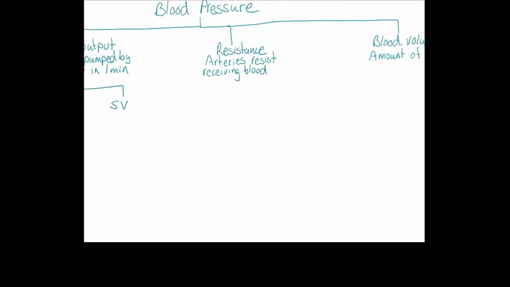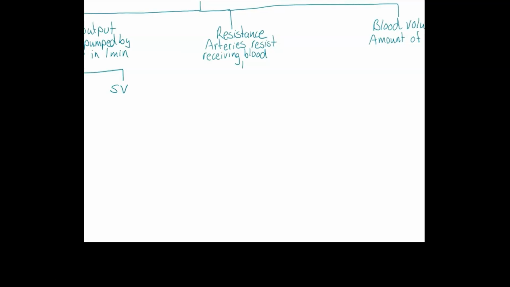Resistance has three factors. The first is vessel diameter. The second is vessel length. And the third is blood viscosity.